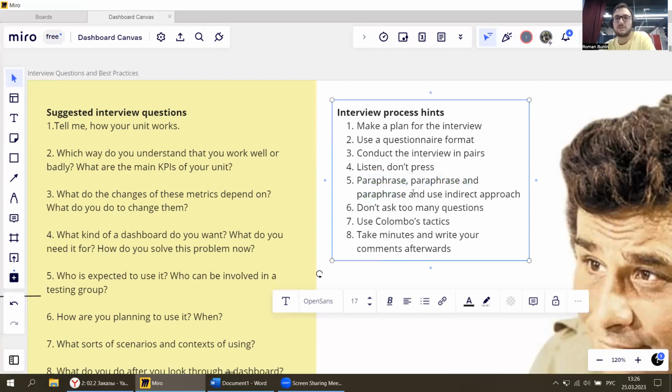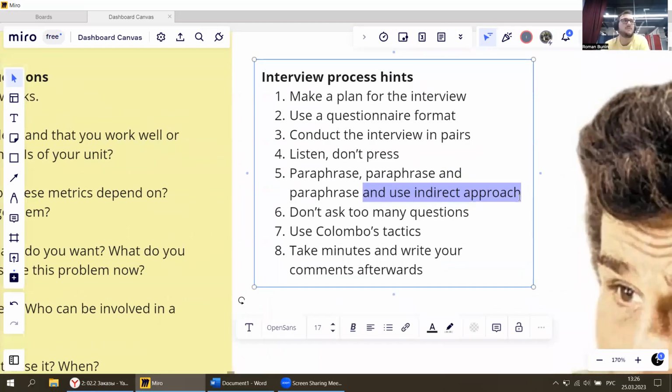Also, sometimes you should use an indirect approach. It's less about repeating and more about getting the information you need. For example, you ask a person, how do you measure your work? And the person says, well, we are not measuring it, we do our work well, why are you asking about it? And you should say, oh, okay, but how do you get your bonuses? How do your bosses measure your work? And they can answer something like, oh yeah, we have bonuses that are tied to the amount of orders we sell. So that's how you get the metric.